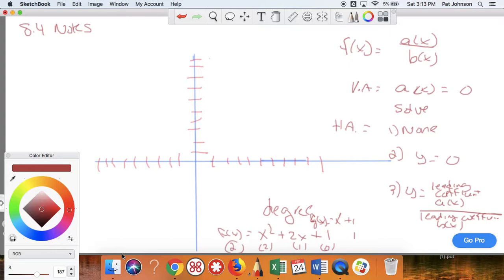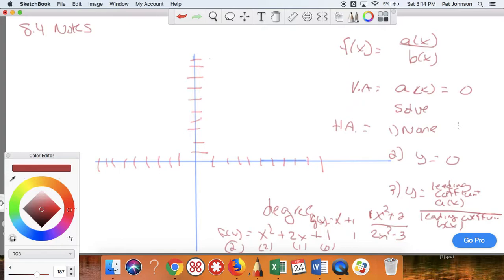If the degrees of a of x and b of x are equal, you look at the lead coefficients. That will be example B: if I have x squared plus 2 over 2x squared minus 3, a of x has a degree of 2 and b of x has a degree of 2, so you look at their lead coefficients, which would be these two. You take the numerator divided by the denominator, so the horizontal asymptote is y equals 1/2. We'll get more into them as we do the details, but you need to write this down.